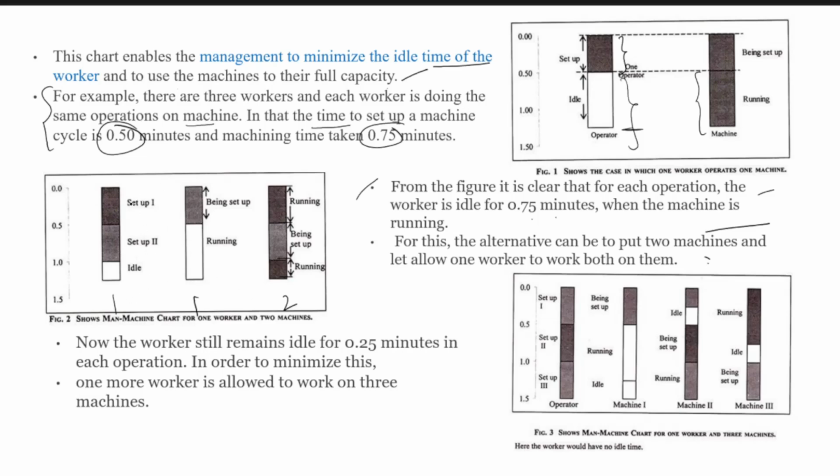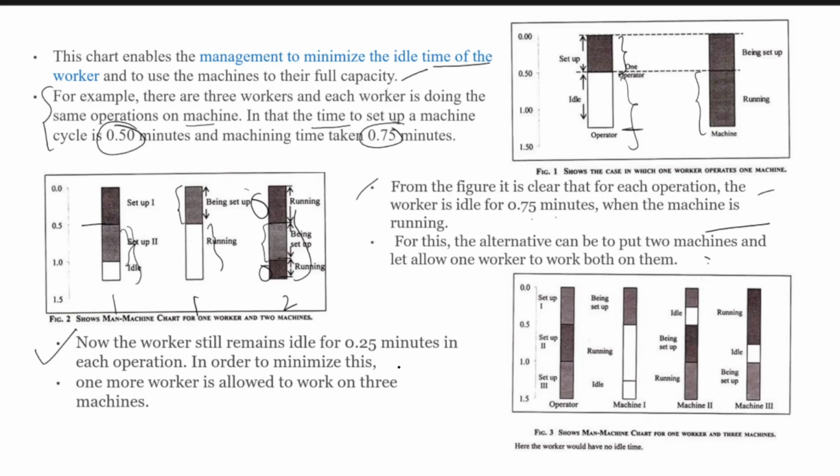Now look at the worker here. First, for 0.50 minutes, the worker is setting up machine one, and after that machine one will be running. Then he will set up the second machine. The second machine is being set up, and for the remaining time the machines are running. Still, for 0.25 minutes the worker remains idle in each operation.